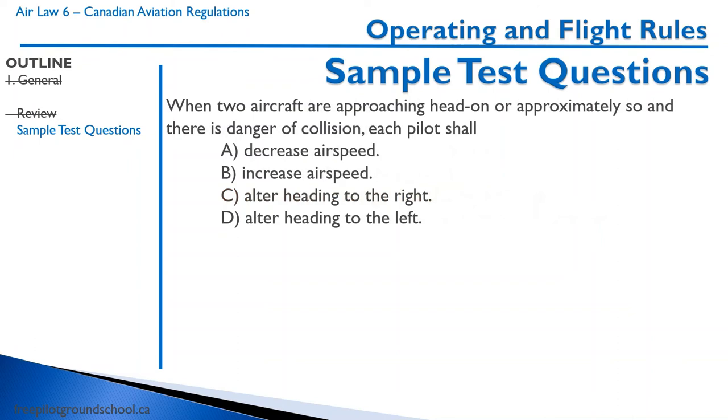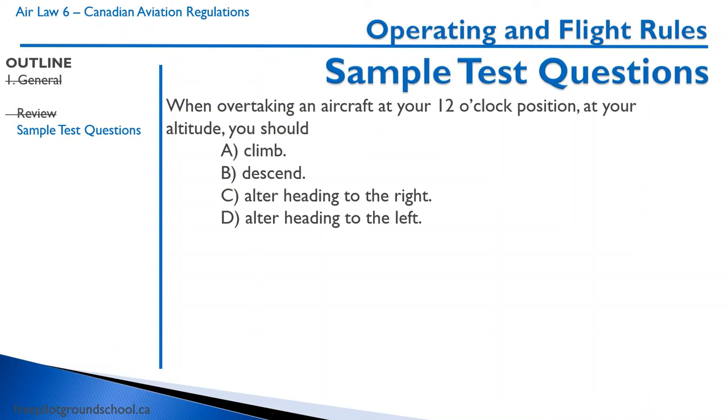When two aircraft are approaching head on or approximately so, and there's a danger of collision, each pilot shall... Well, this is a basic memorization question. You have to alter heading to the right. Answer is C. When overtaking an aircraft at a 12 o'clock position at your altitude, you should... So this is the one, remember, that's the only thing that's different than being in a vehicle, in a car on a highway. You alter heading and you pass on the right. So the correct answer is C.